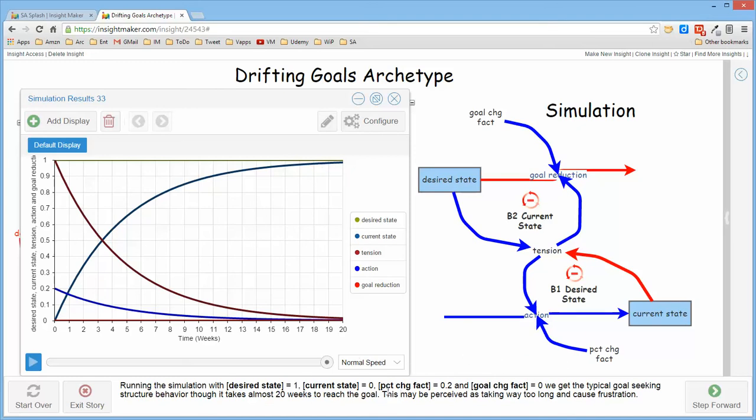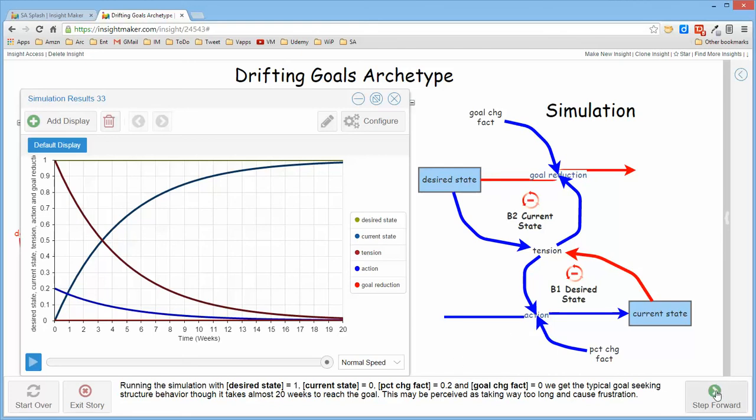But we're using a percentage change factor here of 0.2, so that the tension isn't attempting to be resolved all at once. It's saying that whatever action it takes to turn the current state into the desired state takes a period of time. It's not something that happens over a weekend.